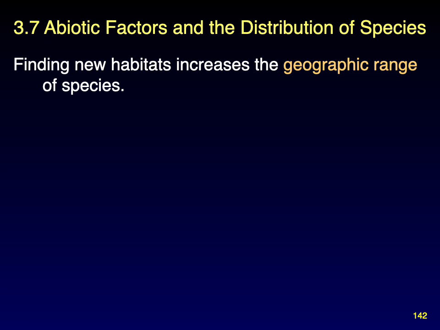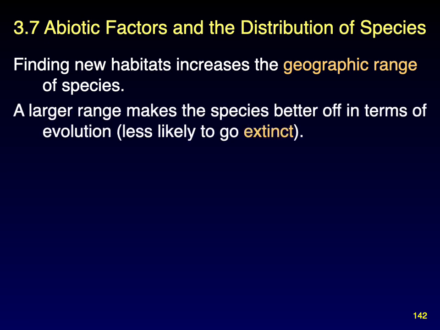So when these organisms find new habitats, they're technically increasing the geographic range. Why is this good? Because this increases the area that they cover on the Earth, and if part of that area is disturbed, the individuals could go extinct. If you're over a larger area, there's less likely a chance that the environment will experience a disturbance. So a larger range means less likely to go extinct.